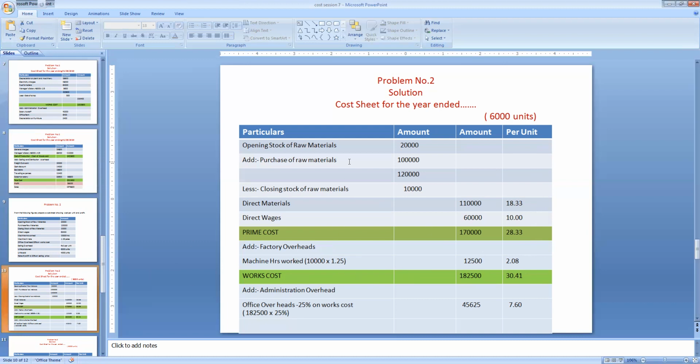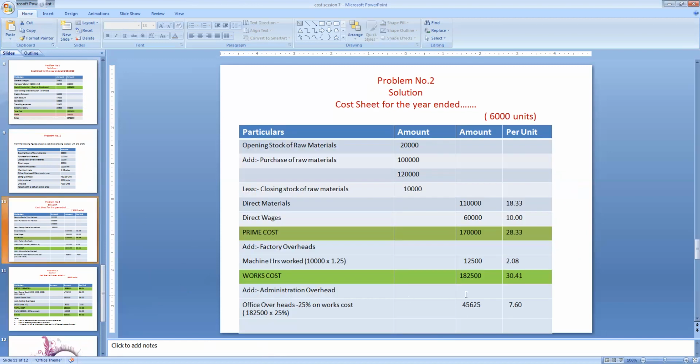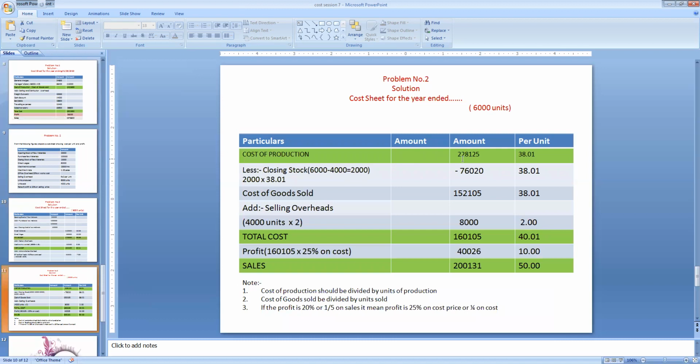Regarding the administration overhead, it is very clearly mentioned that 25% of the works cost has to be considered as the office overhead. So we calculate 1,82,500 into 25%. The value comes to 45,625. Divided by 6,000 units, it becomes 7 rupees 60 paisa. Now the cost of production we need to calculate: 1,82,500 plus the administration overheads of 45,625. So the cost of production will be 2,28,125, and per unit it is 38 rupees 1 paisa.